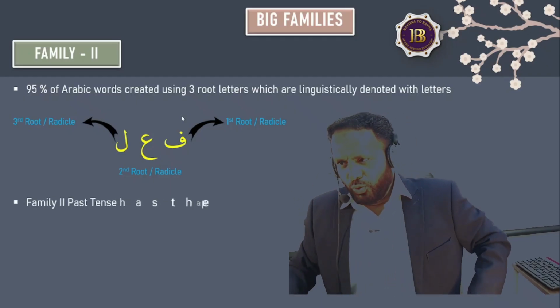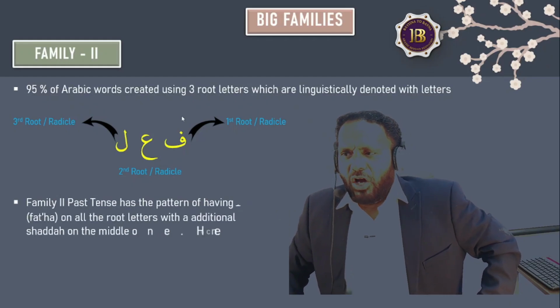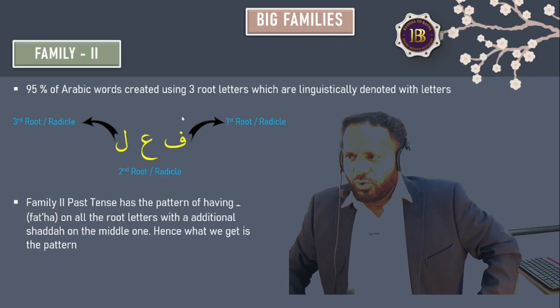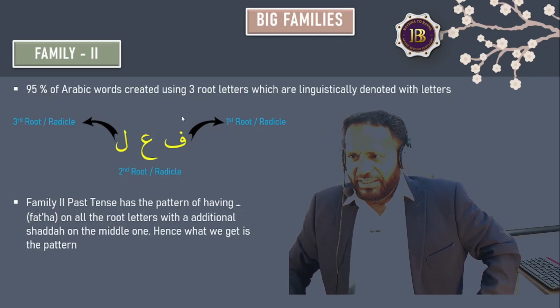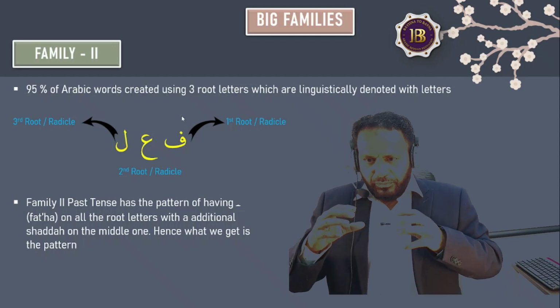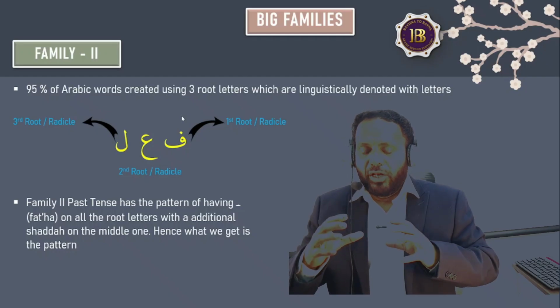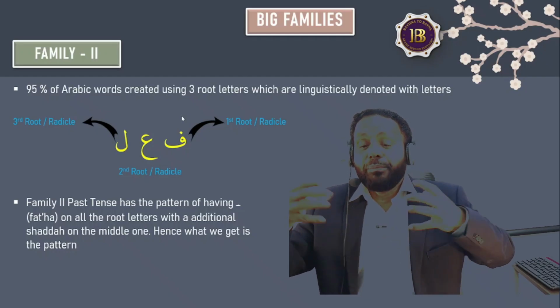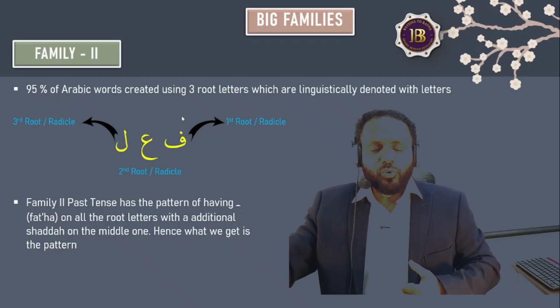Now, family number 2, we are going to start with the past tense. This has a pattern of having fatha on all the root letters with the additional shadda on the middle one. Hence, what we get is the pattern. So, all the words which are going to be members of family number 2, this is the pattern they will have. This is how you will recognize them.